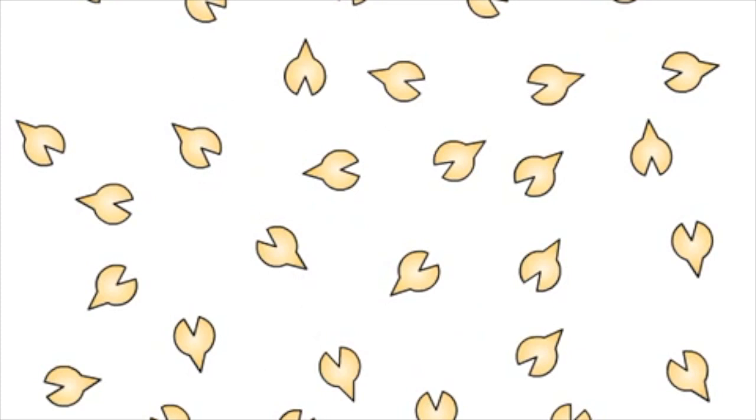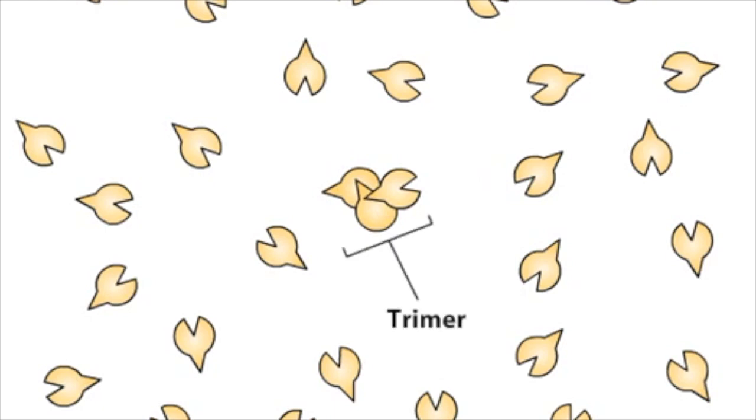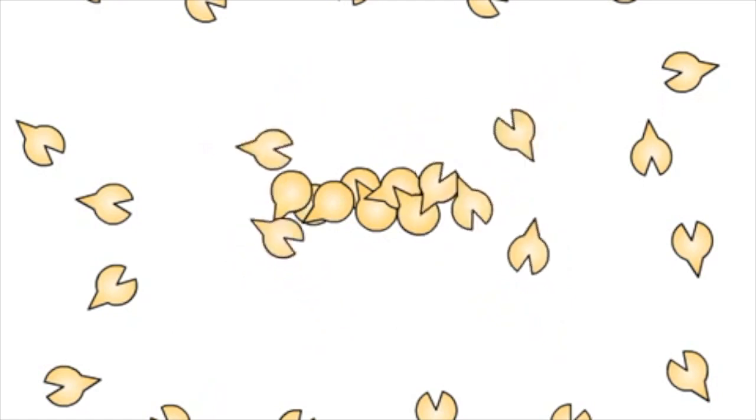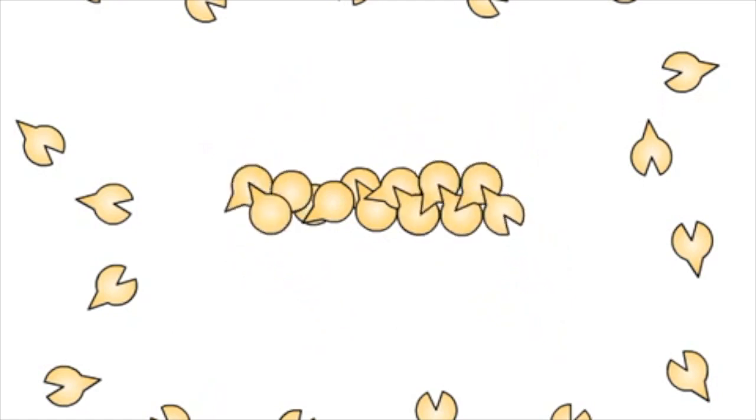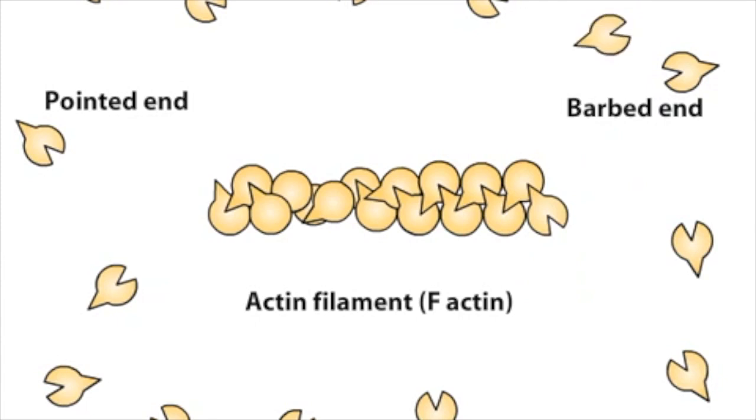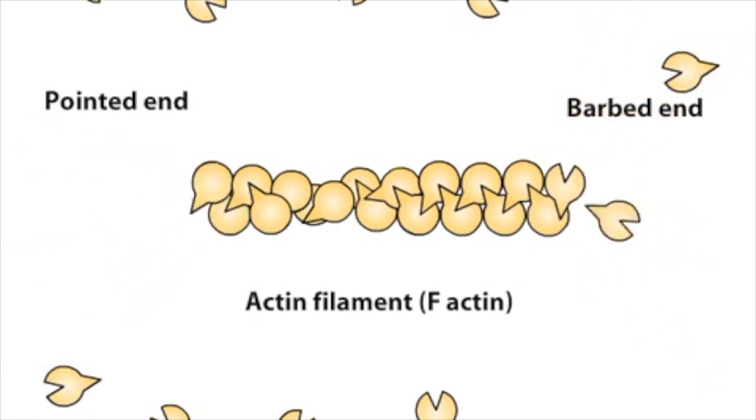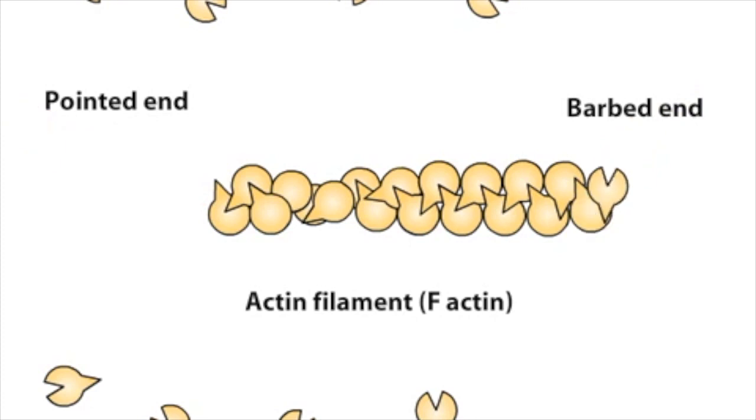The assembly begins with the nucleation of 3 monomers to form a trimer. Polymerization is reversible and proceeds from both ends, yielding a filament called F-actin. Polymerization is a reversible process in which monomers both associate with and dissociate from both ends of the filament. At high concentrations of free subunits, the filament grows at each end, but growth is faster at the barbed end.